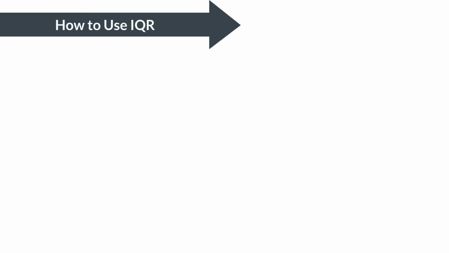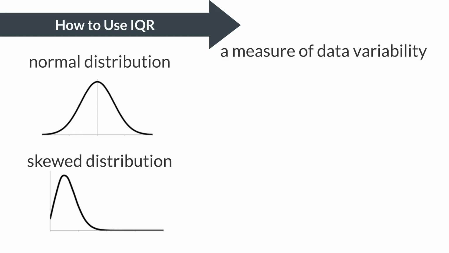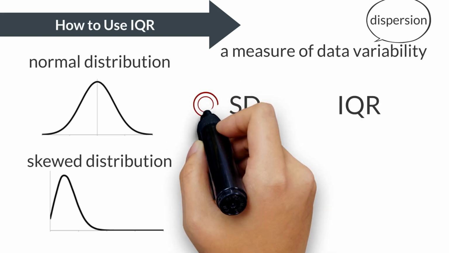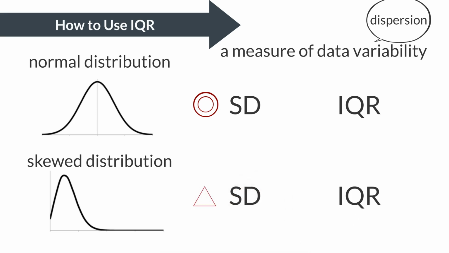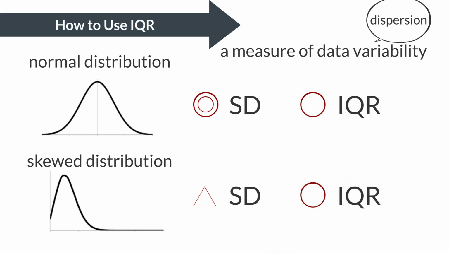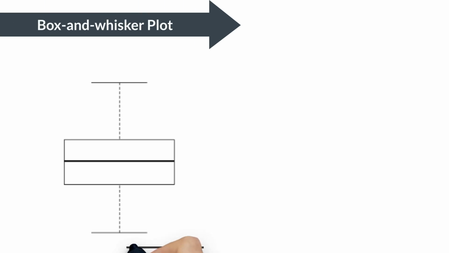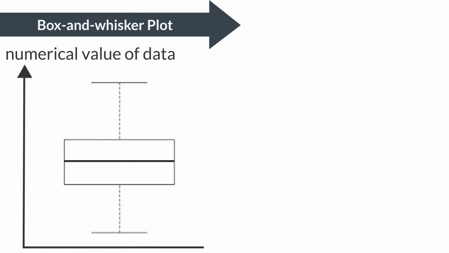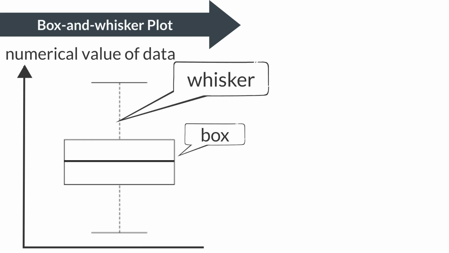The IQR is a measure of data variability, much like the standard deviation. In technical terms, it's often referred to as a measure of dispersion. While the standard deviation excels when dealing with data that follows a normal distribution, it can be less useful for other types of distributions. On the other hand, the IQR can be applied to data without regard to its distribution. Similar to how the median works, it provides a reasonable summary of data, regardless of the distribution. A common way to summarize data using the median and interquartile range, IQR, is by using Box-and-whisker plots.